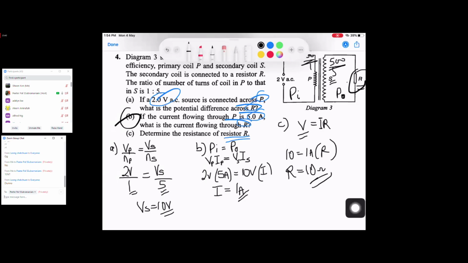Sangat cantik. Sudah habis bahagian ini. Anyone got question or not here? Siapa ada soalan? Anyone? Hello? Semua okay? Okay, done.